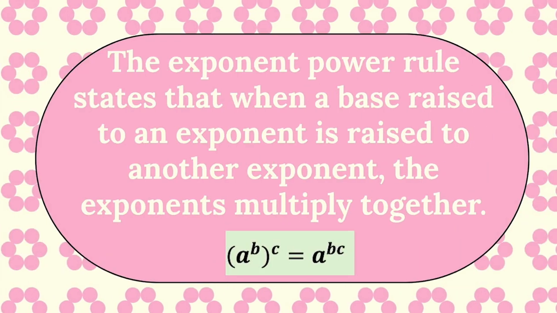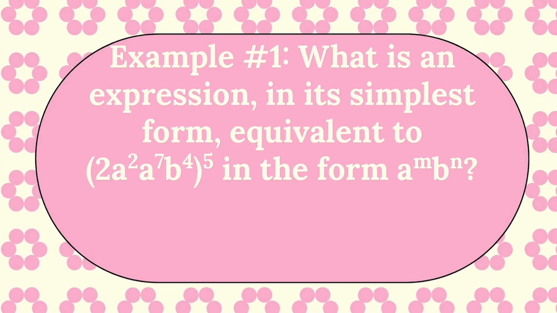So the exponent power rule states that when a base is raised to an exponent, which is raised to another exponent, those exponents multiply together. So you can see here we have a to the b power in parentheses to the c power, which is equal to a to the b times c. So you multiply those exponents. So now let's look at some examples.